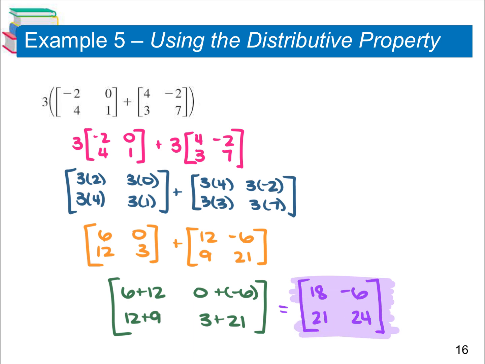So if we look back at the beginning, this was a negative 2, not a positive 2. So this should have been 3 times negative 2, which is negative 6. So negative 6 plus 12 is what you've had next, making this a 6.